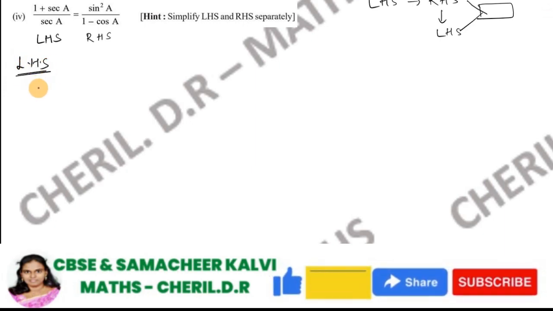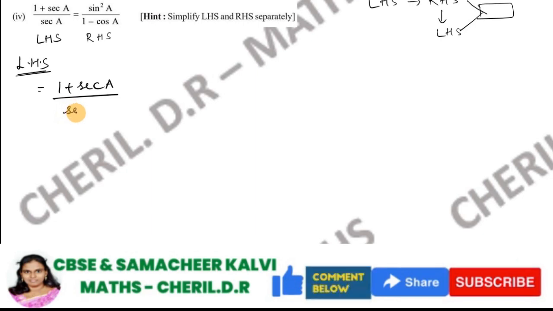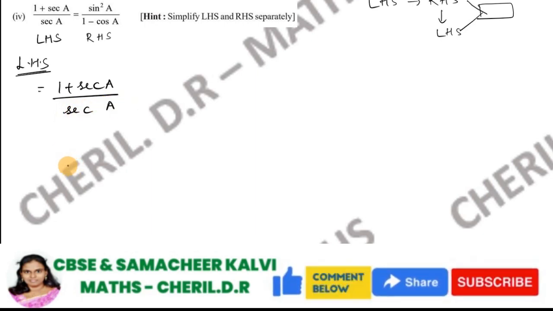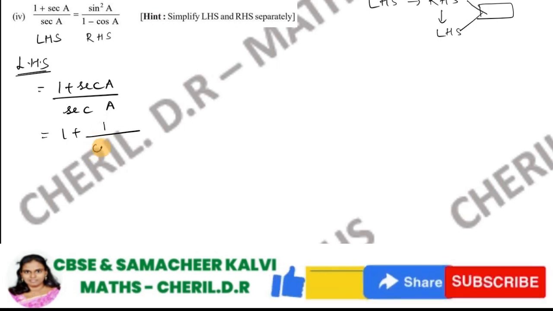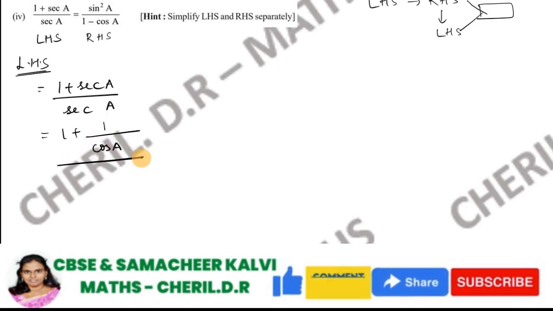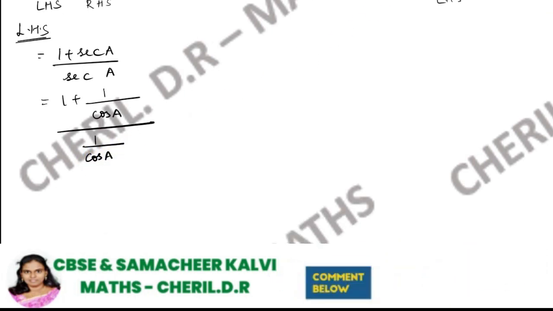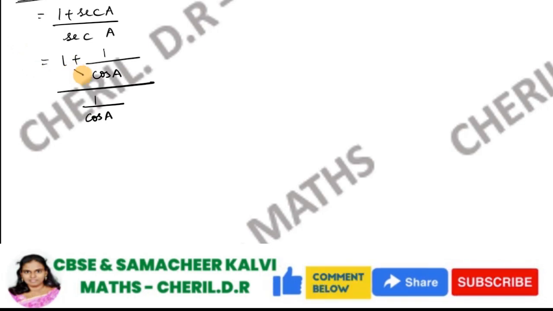So what is the left hand side? 1 plus secant A by secant A. For secant A you can write it as 1 by cos A. So it will be 1 plus 1 by cos A divided by secant A, which is again 1 by cos A. Okay. So now we will have to take the LCM for the numerator alone. We will do it separately first.